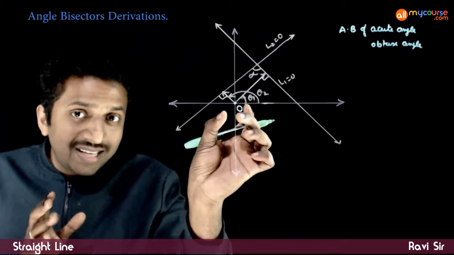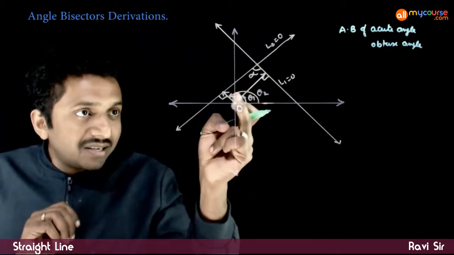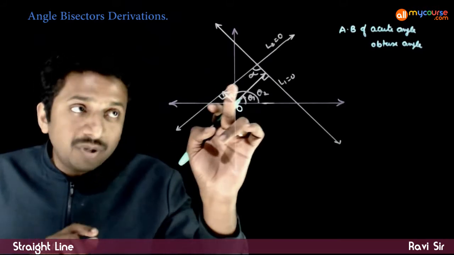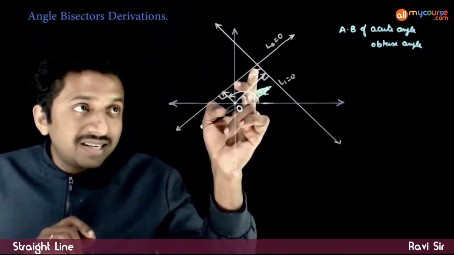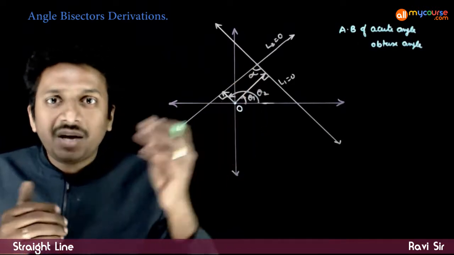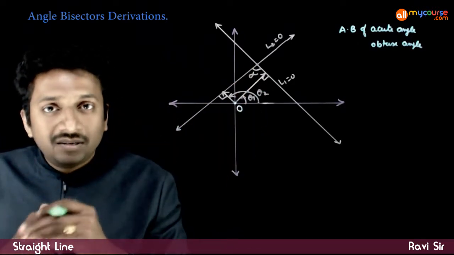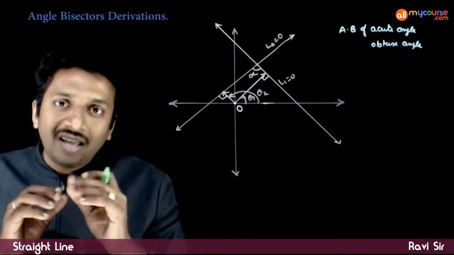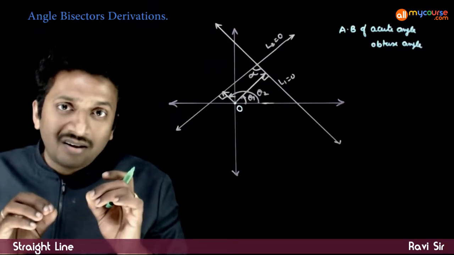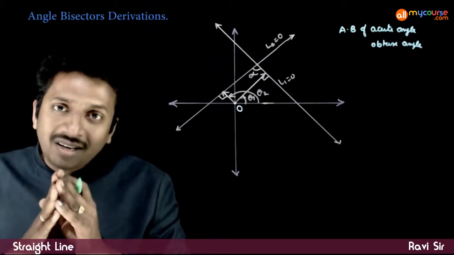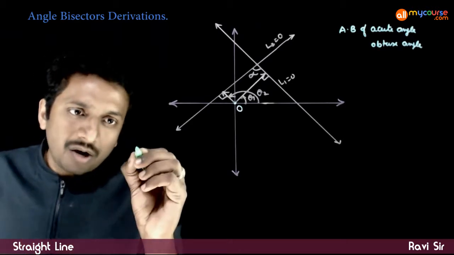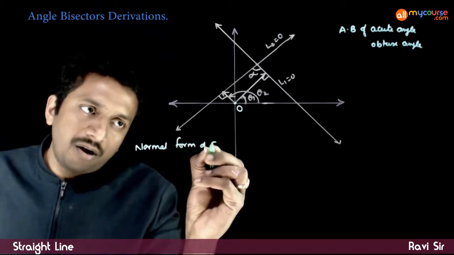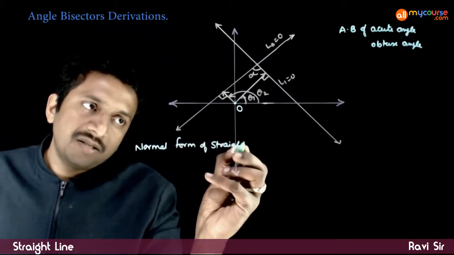If my origin lies in the acute angle, then the angle bisector containing the origin will be the acute angle bisector. If the origin lies in the obtuse angle, then the angle bisector of the angle containing the origin will be the obtuse angle bisector. So what I am trying to do is to see whether the origin lies in the acute angle or the obtuse angle. To do that, let us make use of the normal form of a straight line.